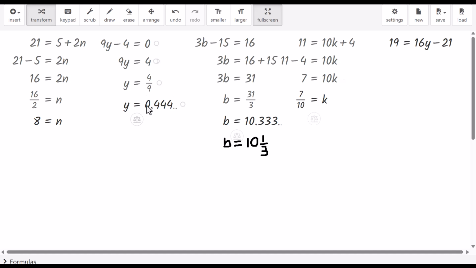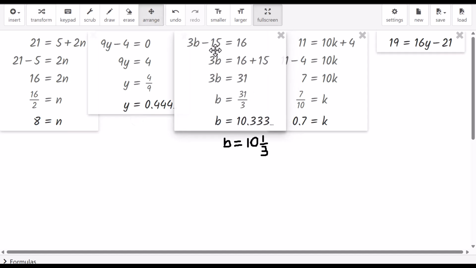Or you leave it in decimal if you want, or you leave it like this. So anyhow you want to leave your answer, you are good. You are okay with that. Let me move this away a little.